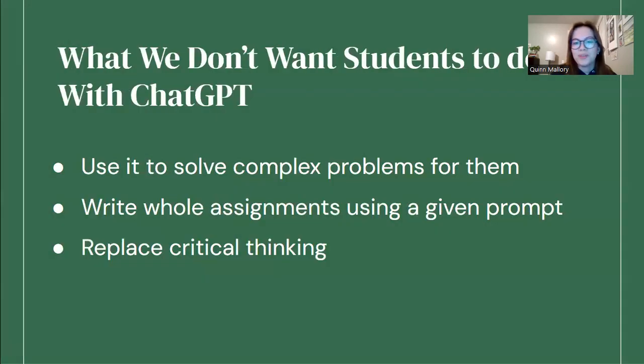Writing whole assignments using a given prompt. Writing skills are thinking skills, and students should use AI to brainstorm, not to formulate opinions or complete entire assignments. And then replace critical thinking. Again, AI isn't designed to replace human thinking skills. It can offer accurate responses to inquiries, but it's still a developing technology, and students should be taught to evaluate and double check its answers.